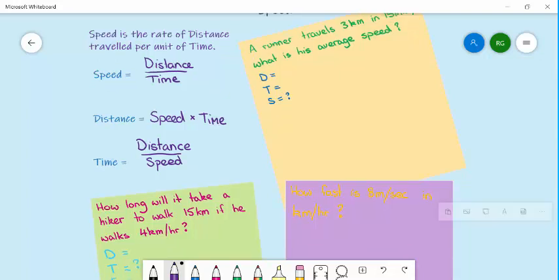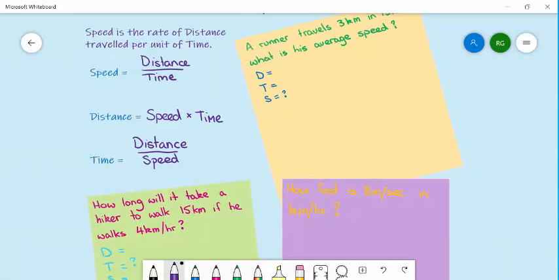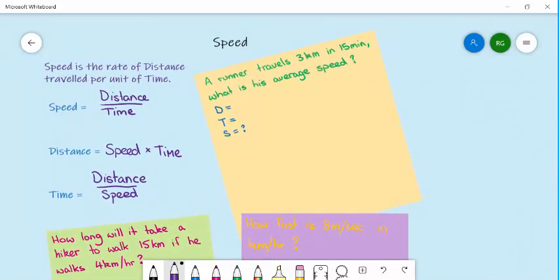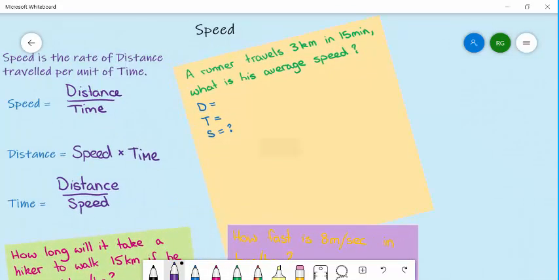Right. Now, we're going to look at a few questions here. We might start with the one at the top right on the yellow sticky notepad. So, in this case, we have a runner that travels 3 kilometres in 15 minutes. We want to know what is the average speed.